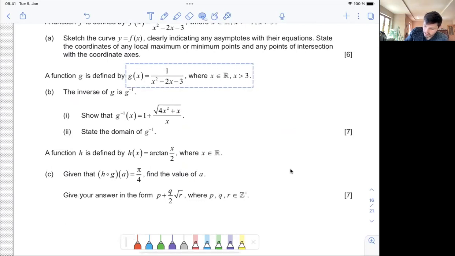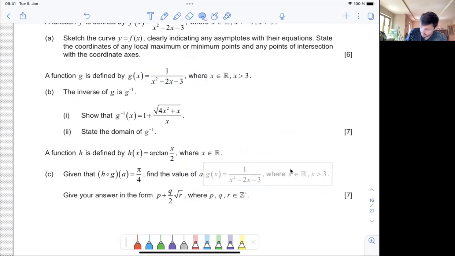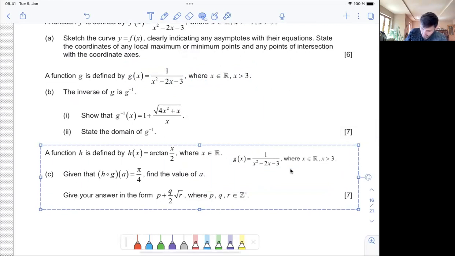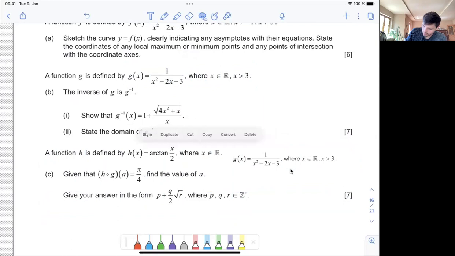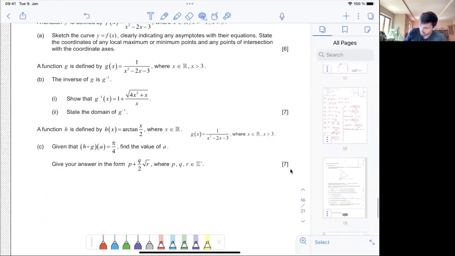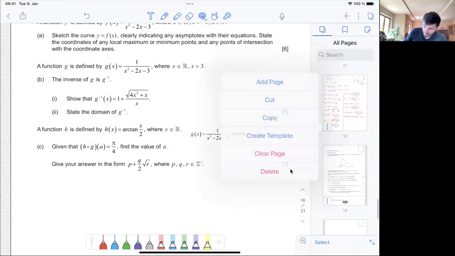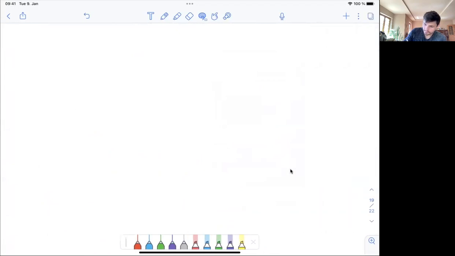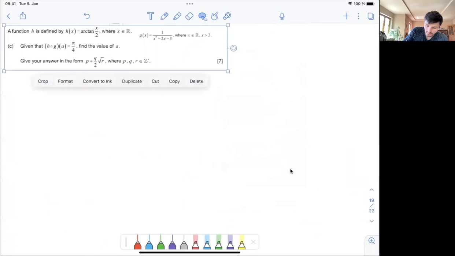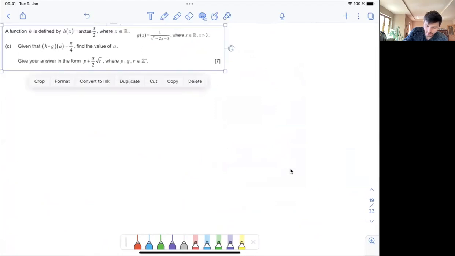But what we'll do is we'll take our function g, including its domain. Let's put that down here. Let's just make it a bit smaller. All right, and then we'll copy this down to a new page. Copy, let's go down to here, add page. Okay, cool. And so here we have our function.